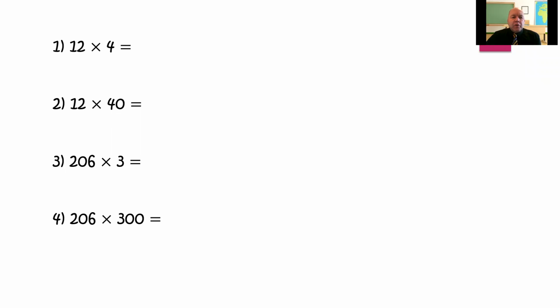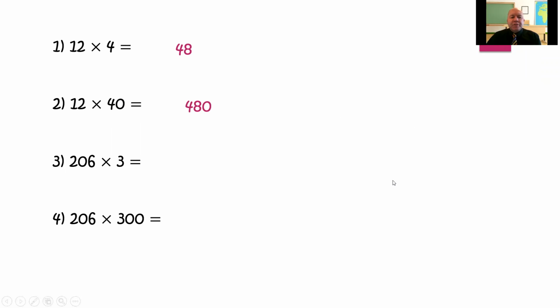Okay, first one, nice and straightforward. 4 lots of 12, 48. 12 lots of 40, remember how we do these types? We're going to do 12 lots of 4, and then we've got a 0 in the question, so we need a 0 in the answer, 480.